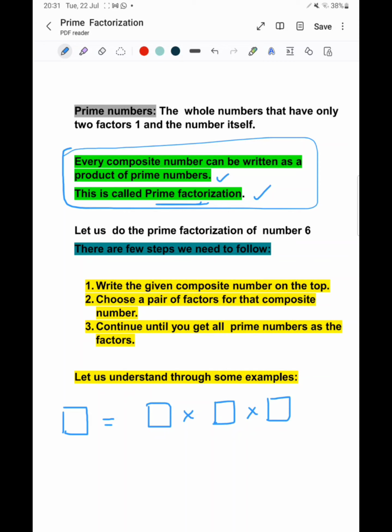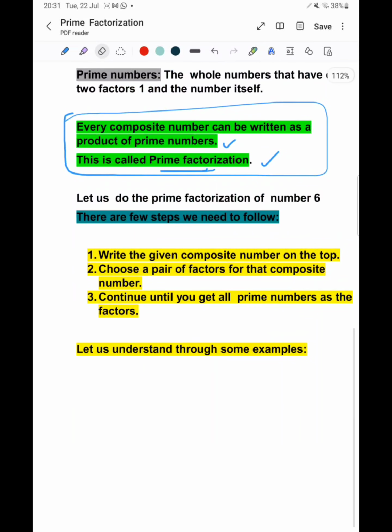Now there are some specific steps to get the prime factorization of any number. Let's understand it through one example. I will take the number 24. We can do prime factorization of every composite number. For prime numbers, we need not do this because prime numbers only have 2 factors. But we do it for composite numbers, because when you do prime factorization, the number becomes simple and every composite number is written as a unique product of prime numbers.